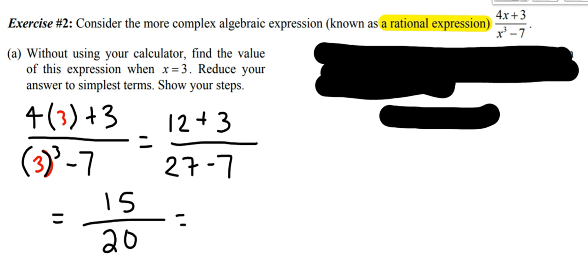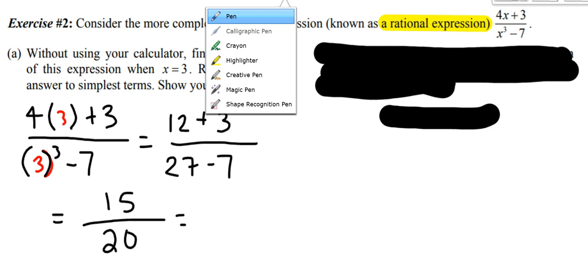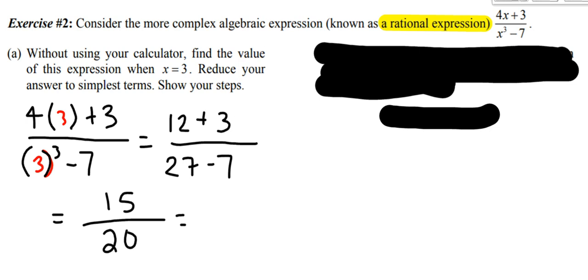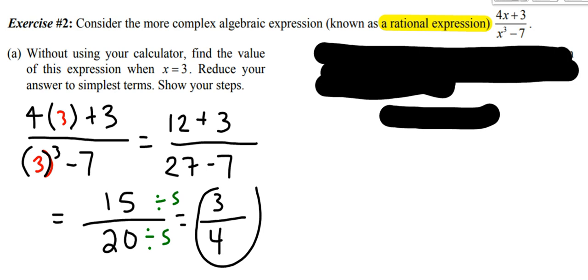They want us to simplify it even more, so I need to reduce this fraction of 15 over 20, which I know both of these can be divided by 5 and come out evenly. So 15 divided by 5 gives me 3, and 20 divided by 5 gives me 4. Notice here we crossed out letter B, so go ahead and cross out B.